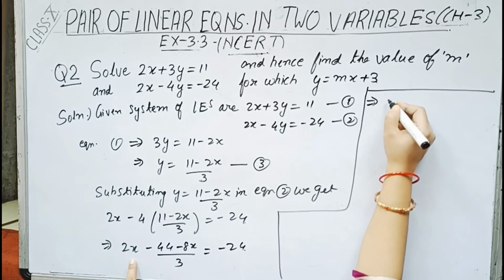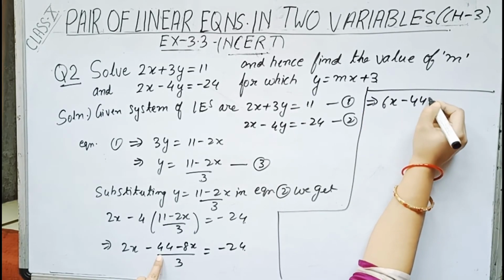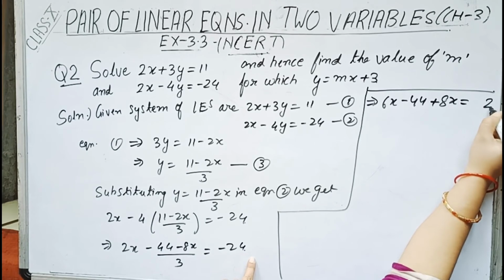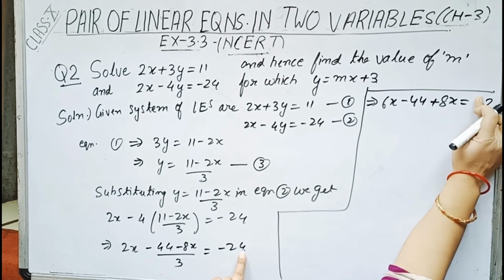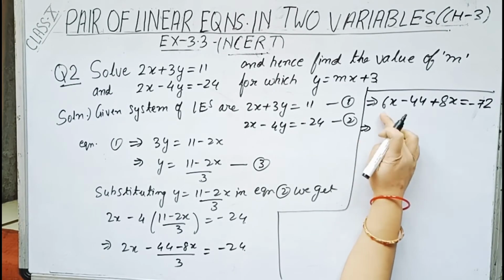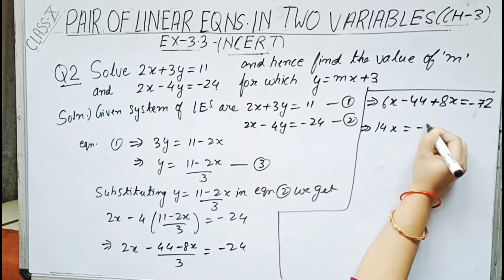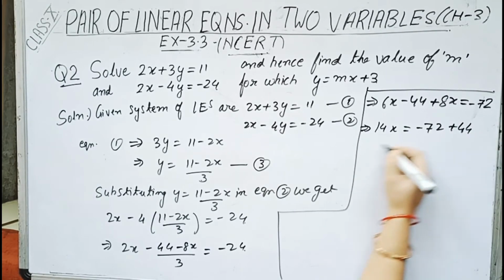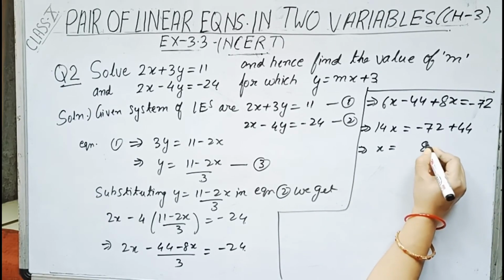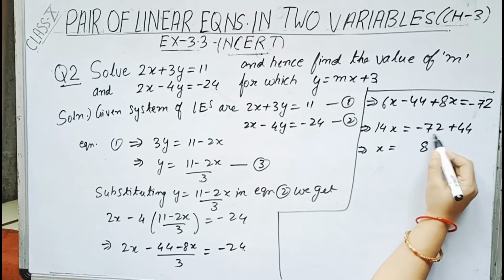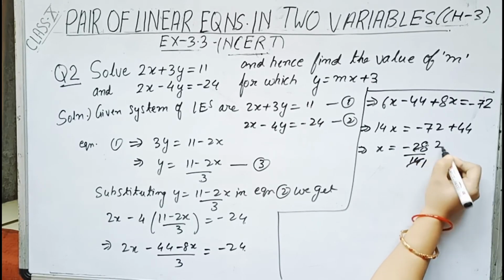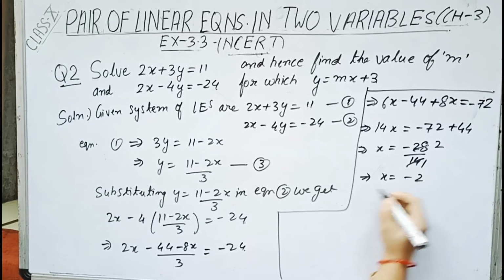This implies 6x minus 44 plus 8x equals, 3 fours are 12 and 3 twos are 6, 1 carried, 7, so minus 72. This implies 6 plus 8 is 14, 14x equals minus 72 plus 44. This implies x equals minus 28 by 14. So this implies x equals minus 2.